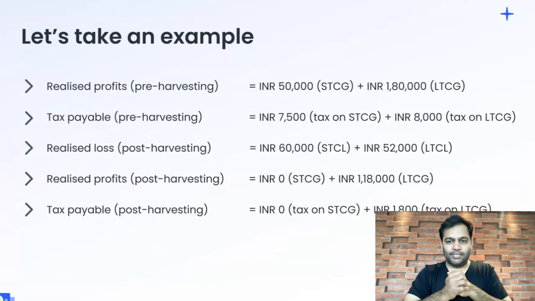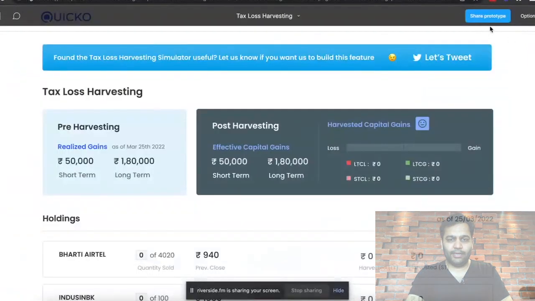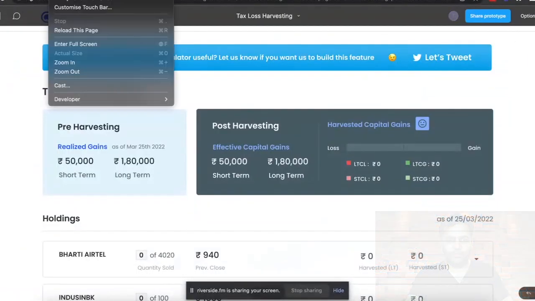I think the best way to understand it would be to walk through an example, and there is a very nice example here. But let's do it through a simulator. Folks at Quicko have designed a very good Figma simulator. This is not a real product, but a simulator that helps us practice tax loss harvesting. Of course, it's for a very simple scenario, but then you can scale it to your portfolio. So let me open the simulator first.